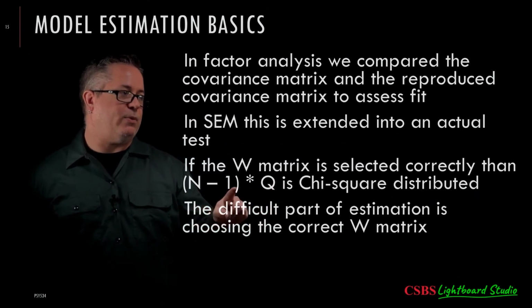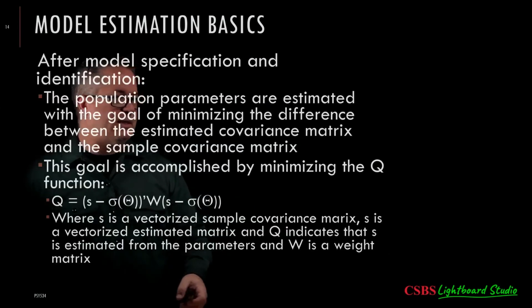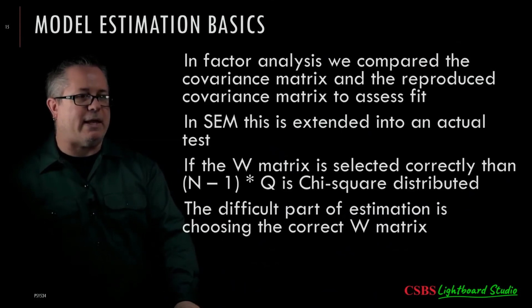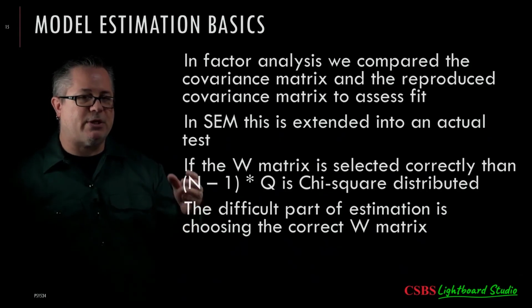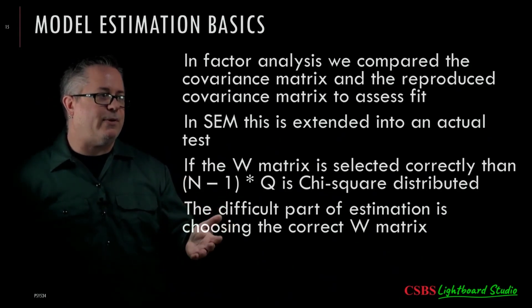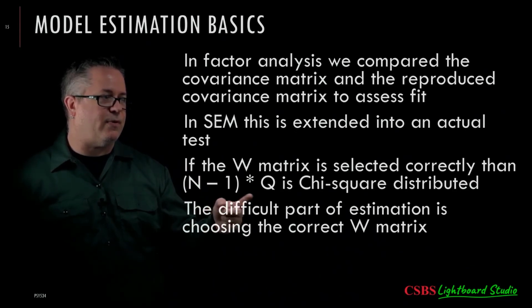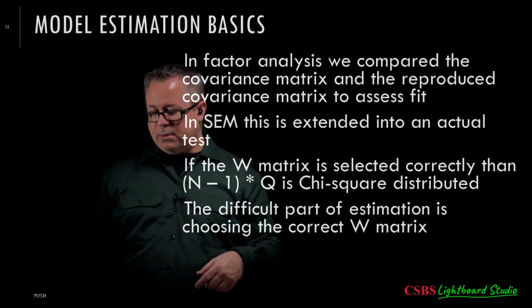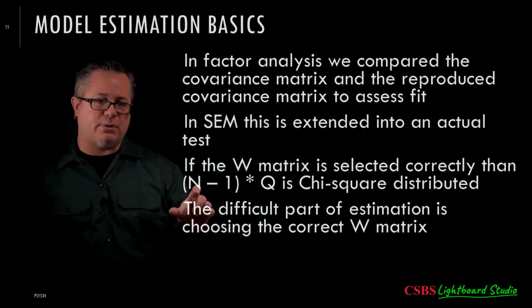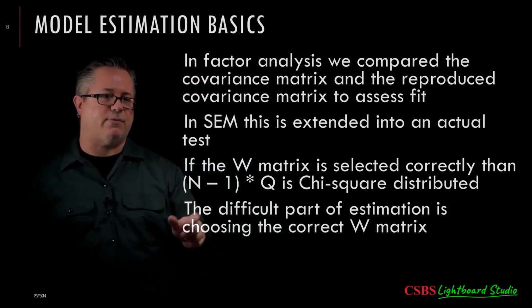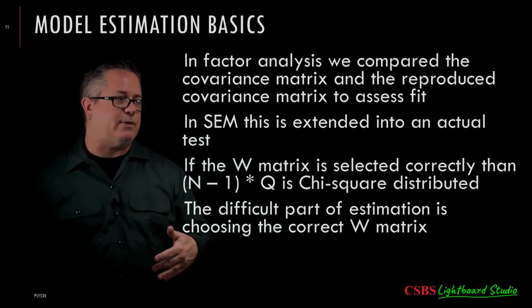So if I take n minus 1 times Q, remember that the idea is I want to make this thing as small as possible. If I take Q times this and it ends up being significant, that means that my S and my sigma theta matrices are significantly different. That's not good. So in terms of fit, we actually want this chi-square value to be not significant. We want it to be as small as possible, because that indicates that the S and sigma theta matrices are similar, that they're close enough together to not be significantly different.